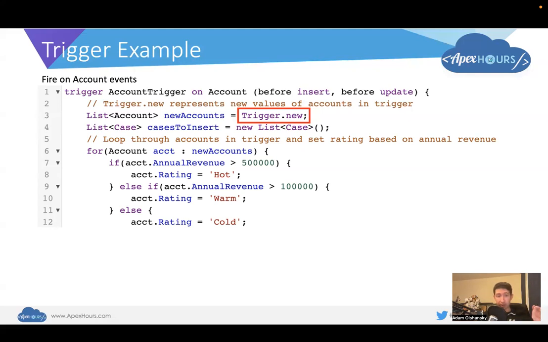So first check. Line 9, else, if our annual revenue is not greater than 500,000, let's see if it's greater than 100,000. If it's greater than 100,000, we'll set our rating to warm. And then line 11, if none of our conditions are true, that's fine, we have our fallback. We'll set our rating to cold instead. So for each account that was newly inserted or updated, we're going to set the rating based on the annual revenue.